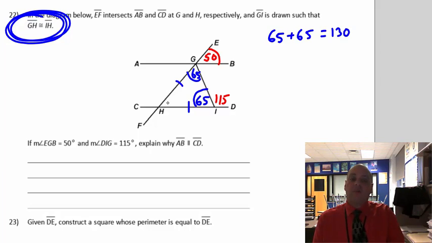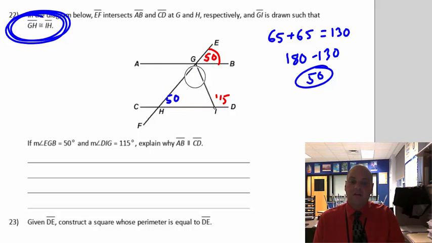So what's left over for my triangle? 180 minus 130 gives me 50. All right, so this must be 50. Now, I'm going to erase everything except this. Look at it. I have a 50 here because of what we just talked about, and I have a 50 here, and those are corresponding angles. I have two parallel lines. I must have two parallel lines cut by a transversal.